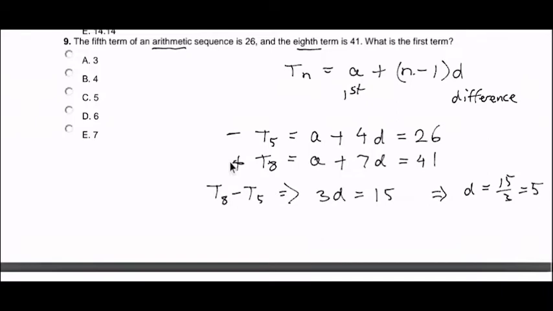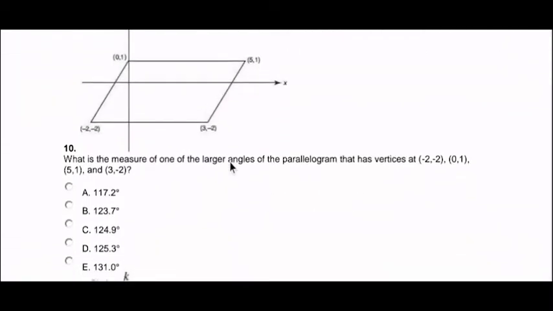Alright, so if d is equal to 5, substitute it in here, and then we get a plus 4 by 5 is equal to 26. So therefore a is equal to 6. So the answer here is option D. Alright, on to question 10.